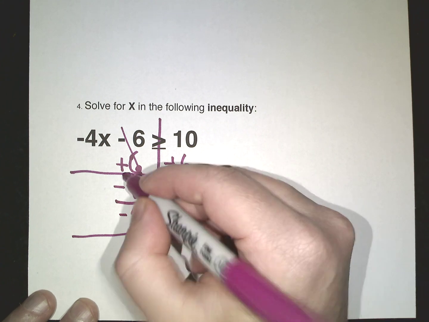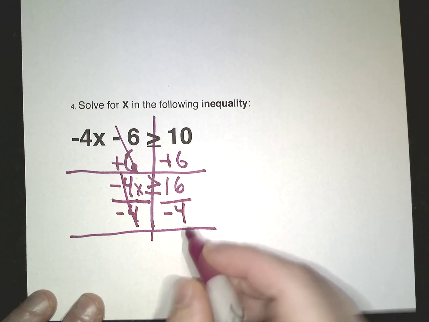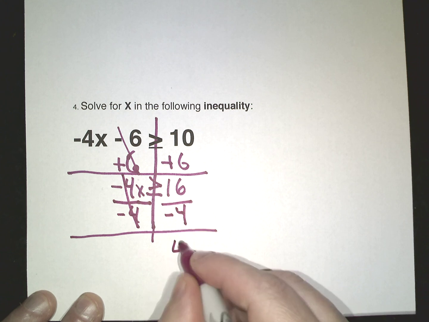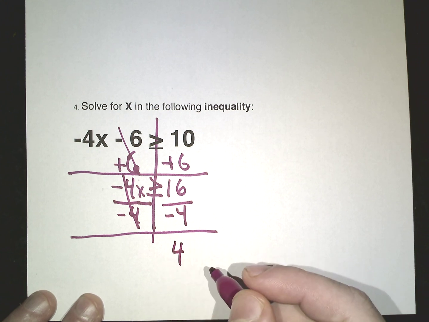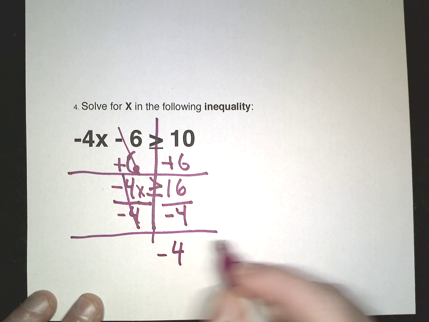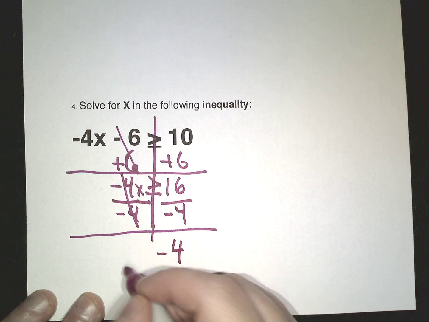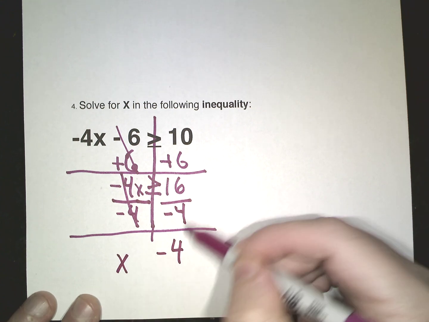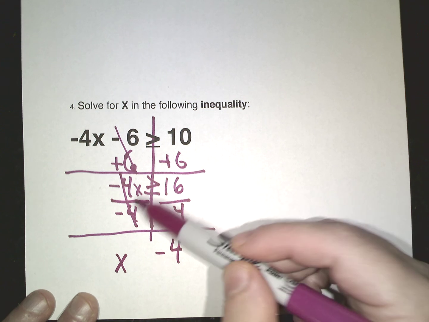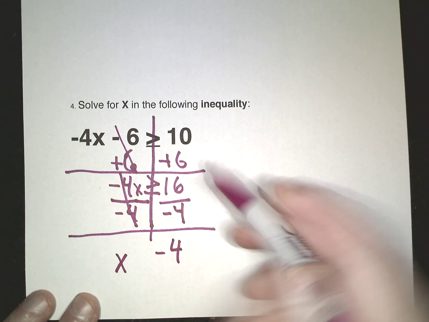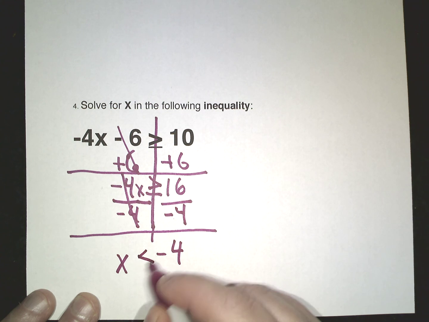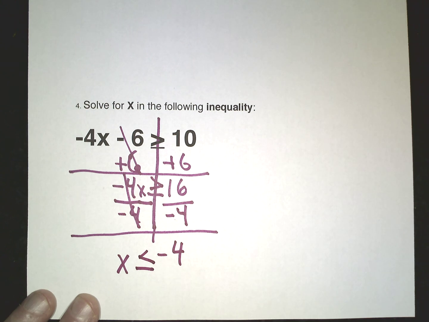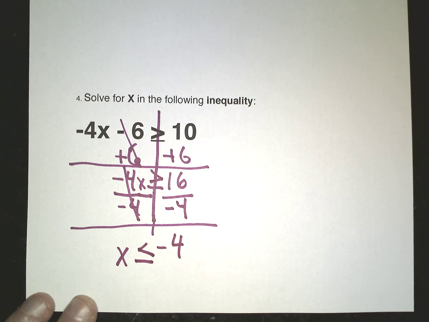These cancel out. 16 divided by negative 4 is just negative 4. Excuse me, negative 4. See, that's why you should use the calculator. And I'll bring down the x. Now, one of the weird rules is that if you divide or multiply both sides by a negative number, you have to flip the sign. So I flipped the sign, and I did it.